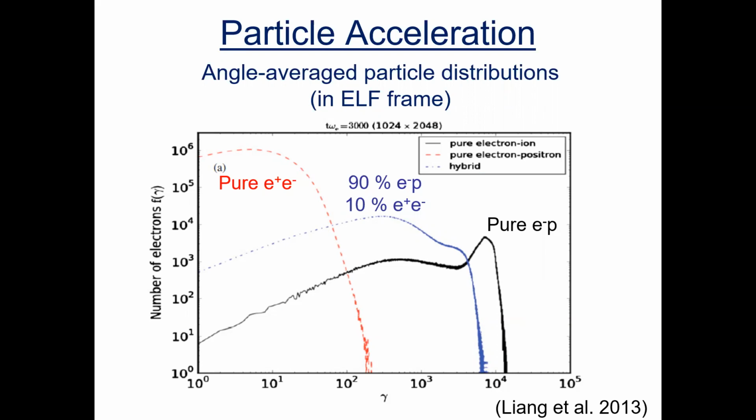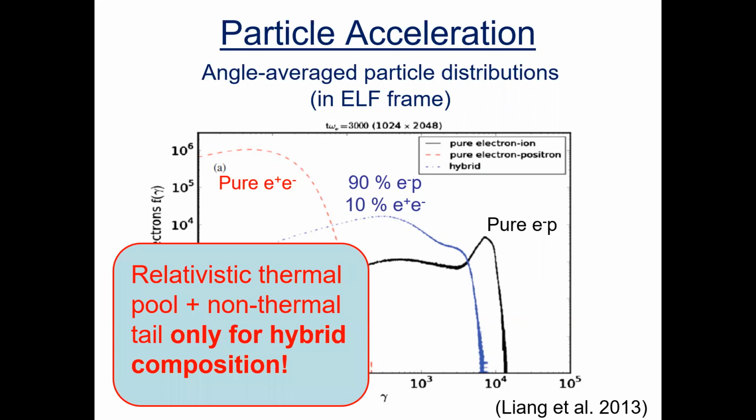And it's really only for this blue case here, where you have protons but also a few pairs in there, that you get what you expect from other mechanisms, like a thermal pool and some power law going out there. So these power law distributions are very difficult to produce in these simulations, quite opposite to the analytical estimates that people have developed. Big simulations really do not give that.